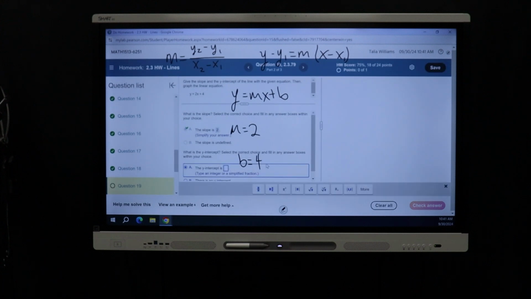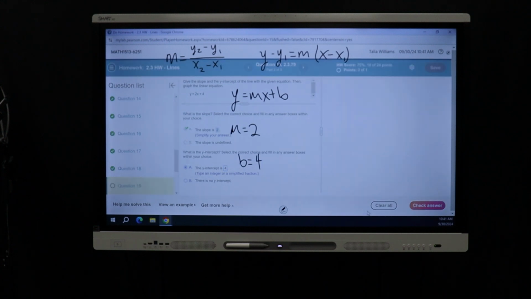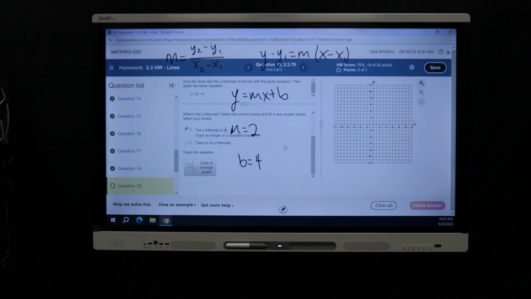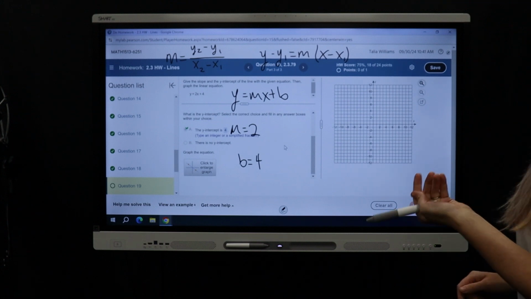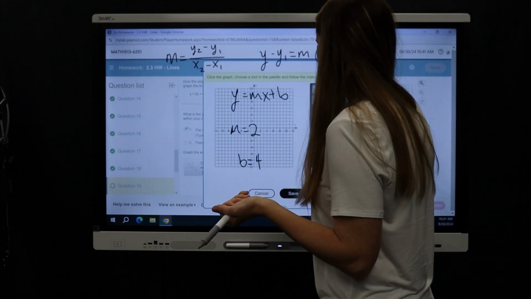Our y-intercept, because they gave it to us in slope-intercept form, we didn't have to solve anything. We just had to look at our equation. Whatever is with x is our slope, and then what's over to the side, if it would have been -4, it would have been -4, but it's +4, so our y-intercept was +4. And that's exactly what we're going to use when we go to graph this.